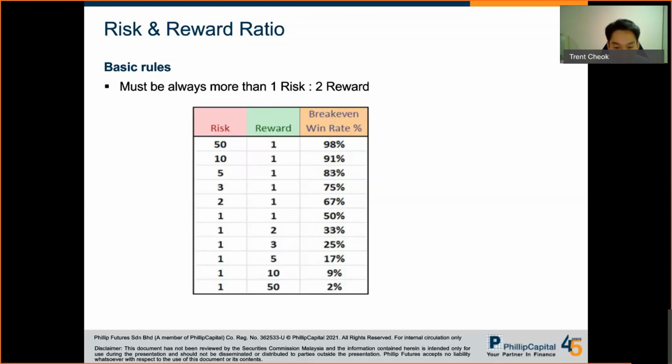So the key here is to get a higher risk reward ratio. Always go for a reward and risk ratio that's more than 2 to 1. Okay, this is my advice to our audience out there.